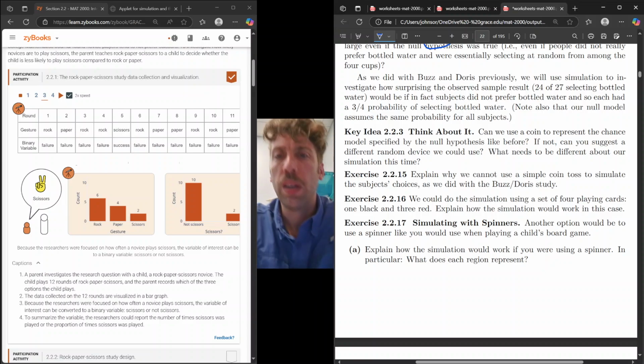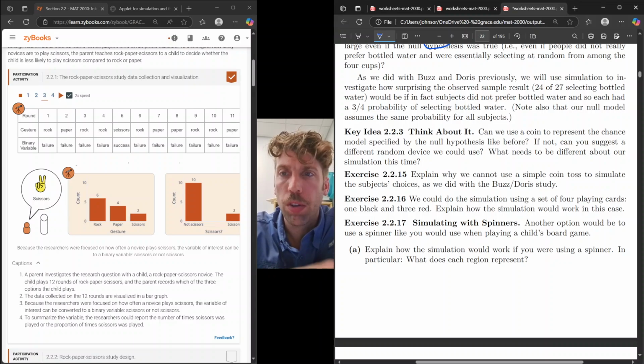Now, can we use a coin to represent the chance model specified by the null hypothesis like before? If not, can you suggest a different random device we could use? What needs to be different about our simulation this time? Explain why we cannot use a simple coin toss. That should be related to the probability when you flip a coin versus the probability we're dealing with here in this experiment.